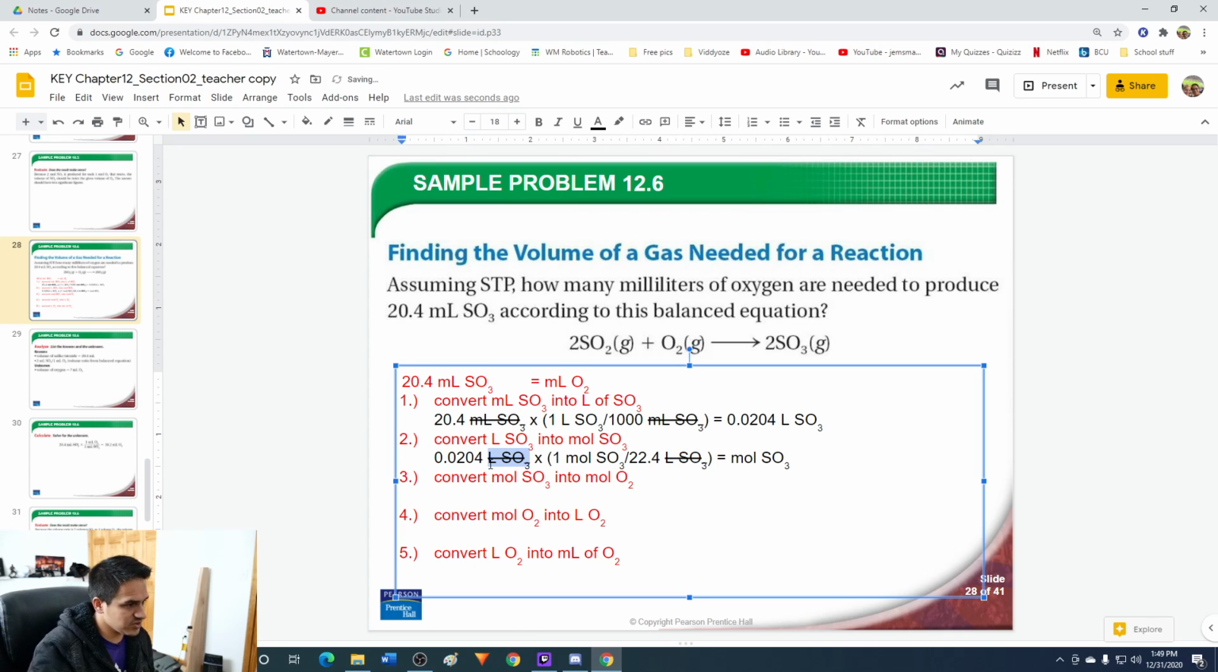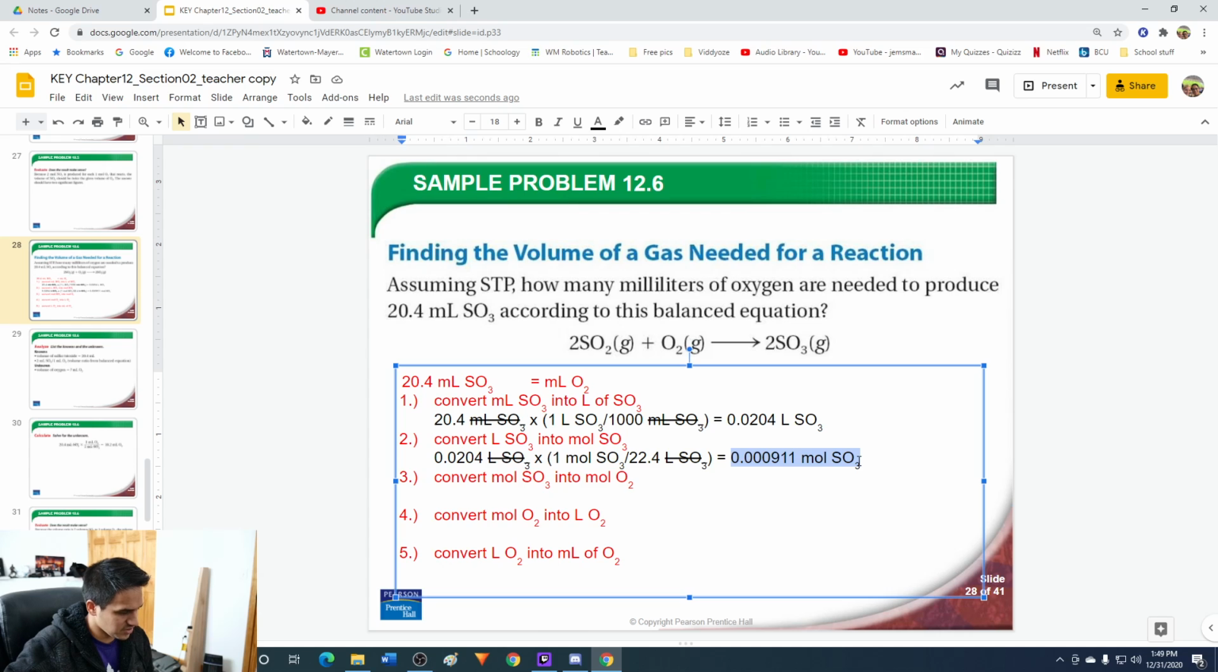So we'll cancel those. That will get us into moles. So basically we're going to take 0.0204 and divide that by 22.4. We're getting really small numbers here. So 0.00091, if we round to 3 significant figures. All right, so now we have moles of SO3.